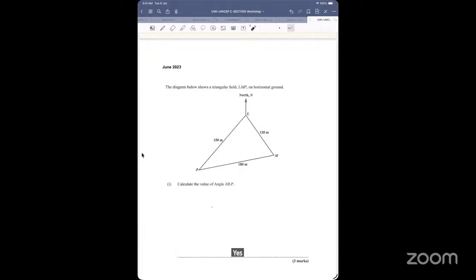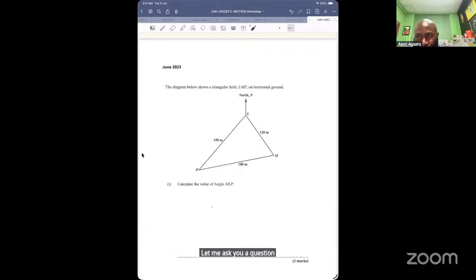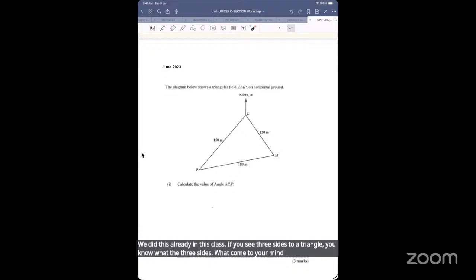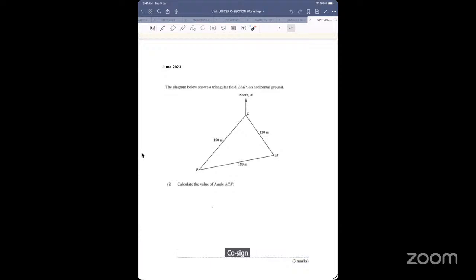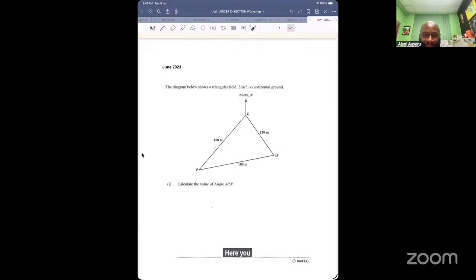Let me ask you a question. We did this already in this class. If you see three sides to a triangle and you know the three sides, what comes to your mind almost automatically? Cosine rule. There you go. You can't miss. Right away, that should come to your mind.